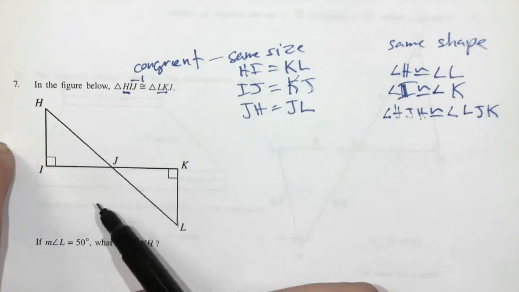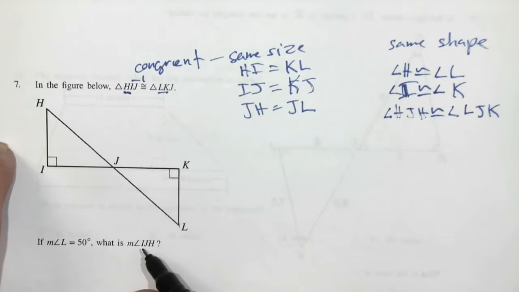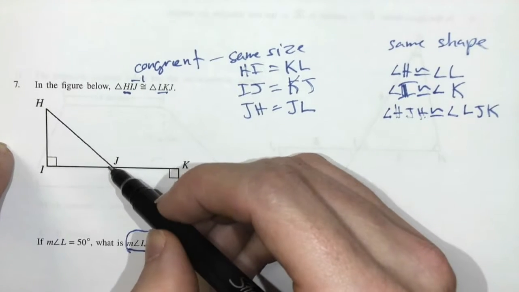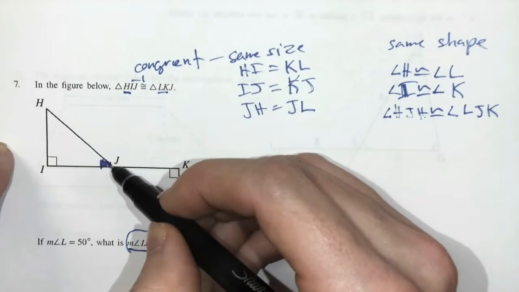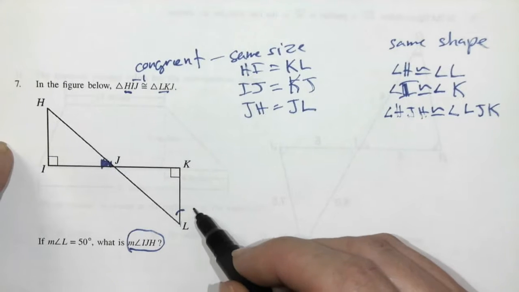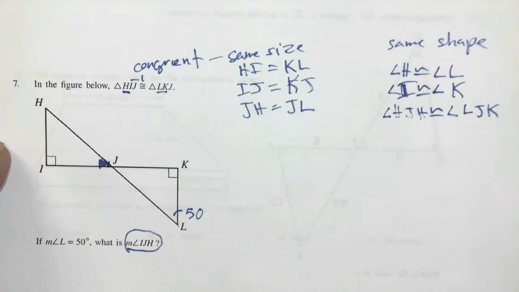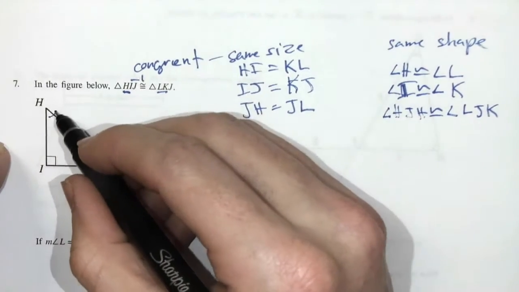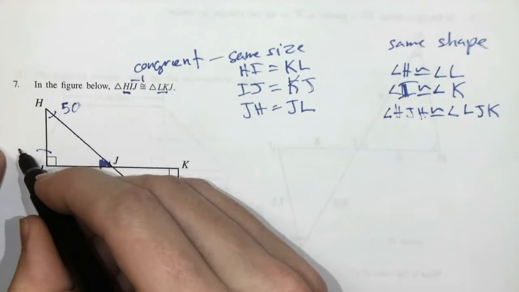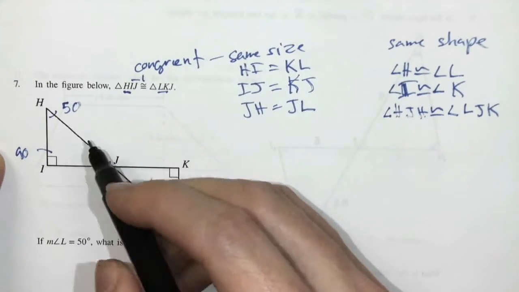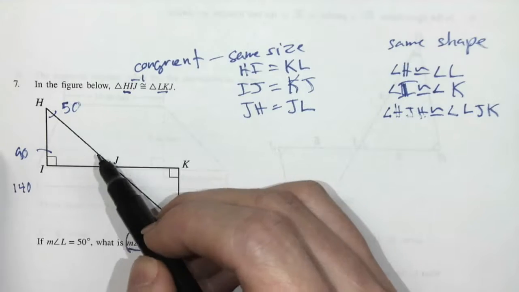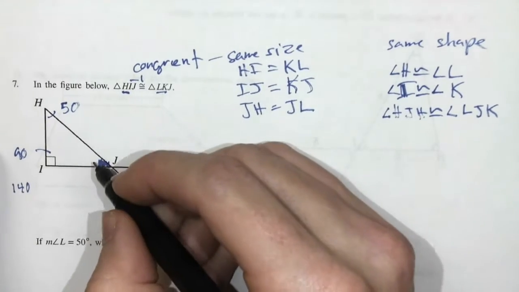So for this question, I'm only worried about the measure of angle IJH. That's what I'm trying to find. What is the measure of this angle here? Well, it tells me that the measure of angle L is 50. L is congruent to H, so H is 50. So now I know the 2 angles in this one, right? This is a 90-degree angle. So to find this, we do 50 plus 90 is 140, and then we subtract from 180 because all the angles in a triangle add up to 180.